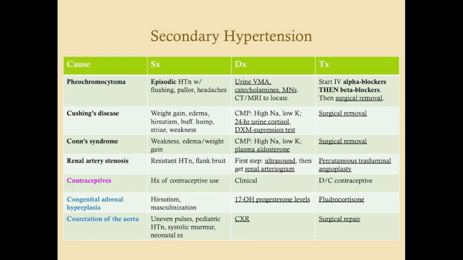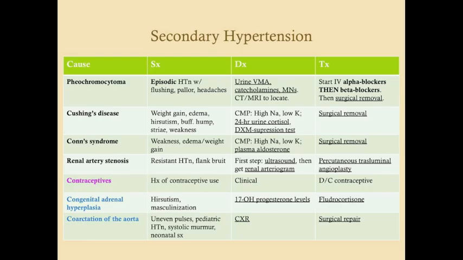The diagnosis here is, since this is an enzyme deficiency, we're going to get a level of the substrate that's proximal to the enzyme, so what's building up, that's going to be 17-hydroxyprogesterone. And so we get 17-hydroxyprogesterone levels. If those are high, then we will commence treatment with fludrocortisone.